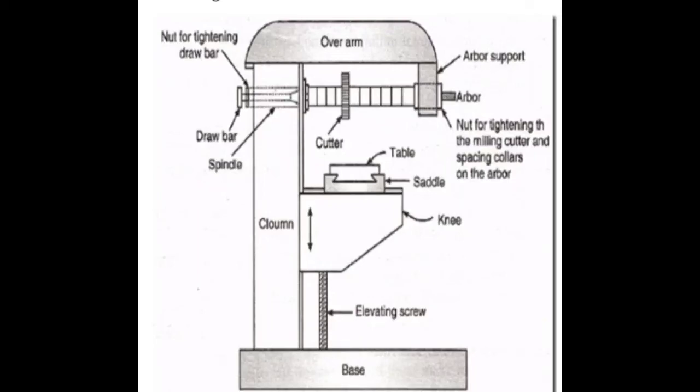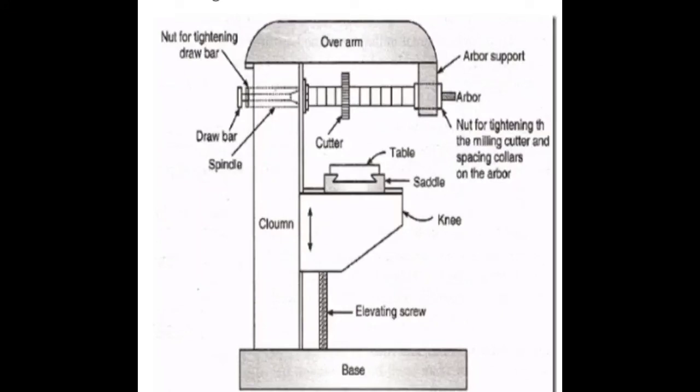Now we'll see the next part, that is the overarm. What exactly is the overarm? The overarm is mounted at the top of the column and is guided in perfect alignment by the machined surface. The overarm is the support for the arbor. Now we'll see exactly what the arbor support is. The arbor support is fitted to the overarm and can be clamped at any location on the overarm. Its function is to align and support various arbors. The arbor is a machined shaft that holds and drives the cutter.